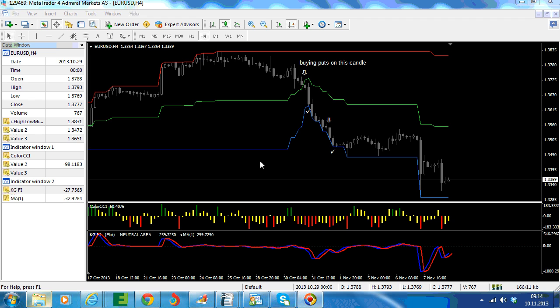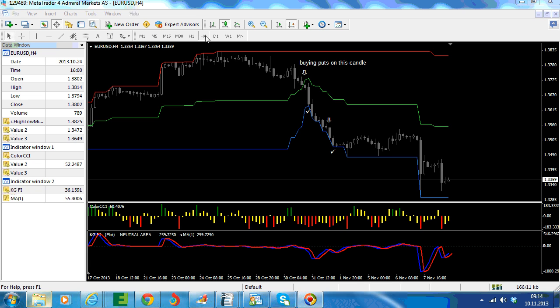So the high-low binary option normally implies three different indicators: the high-low middle indicator, the color CCI, as you know, and of course the KGFI. Normally all these three factors should be considered, and the strategy is supposed to work on the 4-hour chart only.